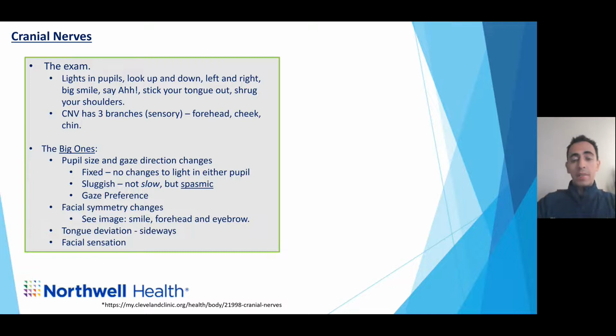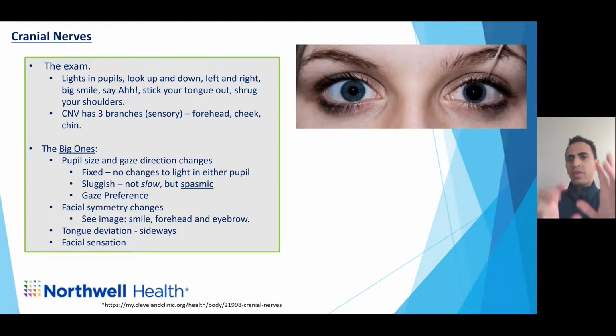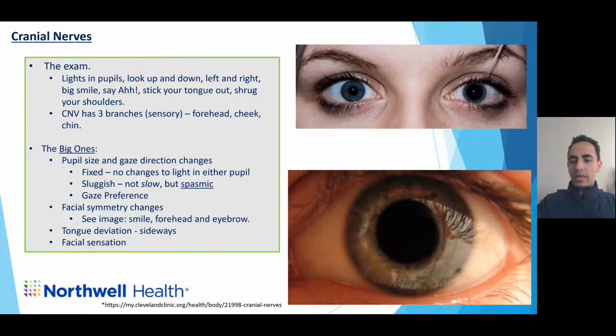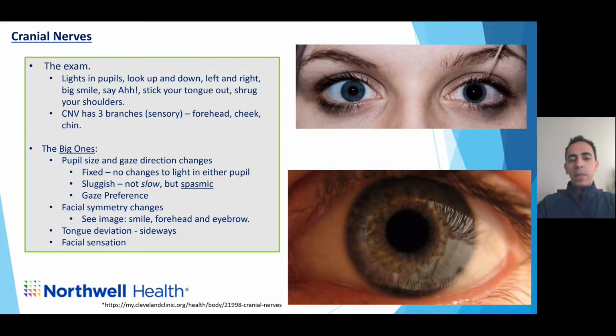And the first one you're going to pick up on before anything is pupil size, right? So if you have an acute change in the pupil that's fixed and very large, you will know that. And usually that comes along with other exam changes, but nonetheless, that's why you have to compare both eyes. And then you can have a sluggish pupil, and a sluggish pupil is different than a slow to respond pupil. A sluggish pupil is really spastic. It goes up and down like this. And that's the graphic here if it's playing here.